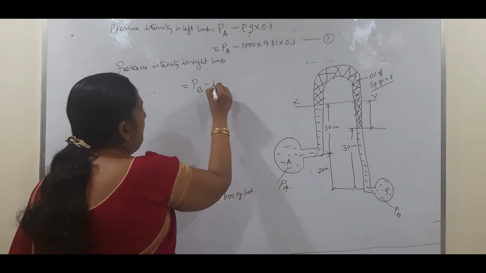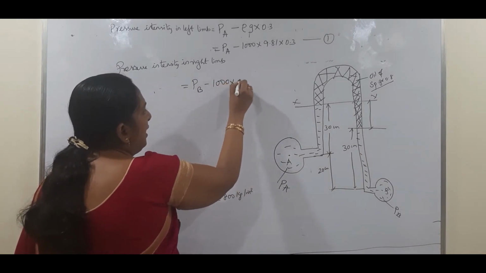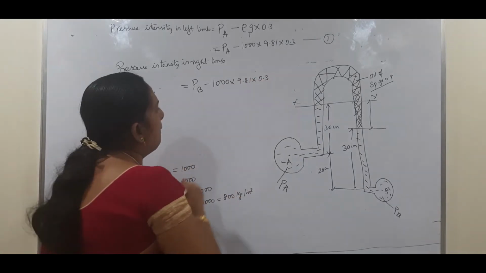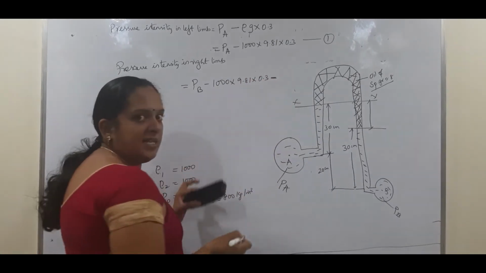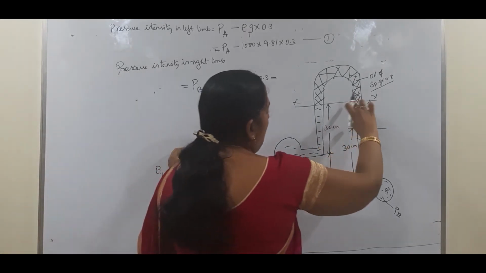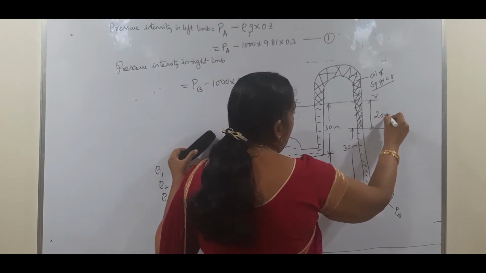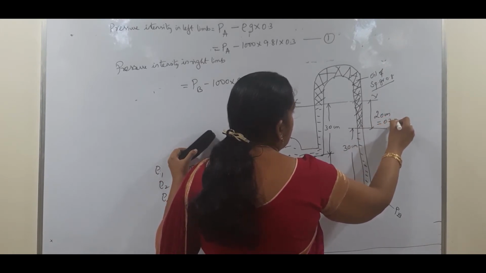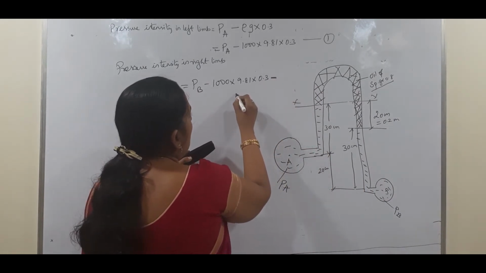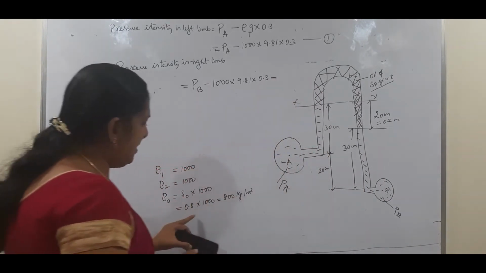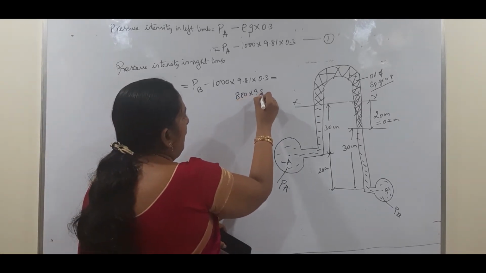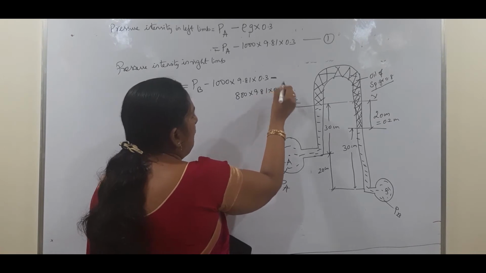This liquid is water. So I am directly giving here 1000 into 9.81 into height, which is 0.3 minus, it is not plus in all these cases because it is an inverted U-tube manometer. Now next, this height we have found out just now, it is 20 centimeter, that is 0.2 meters, that is of your oil. So minus, what is the specific gravity of oil? 0.8 and density is 800. So I am writing directly density 800 into 9.81 into 0.2.